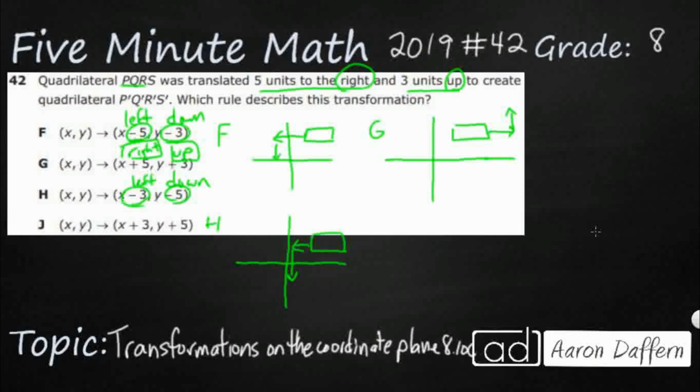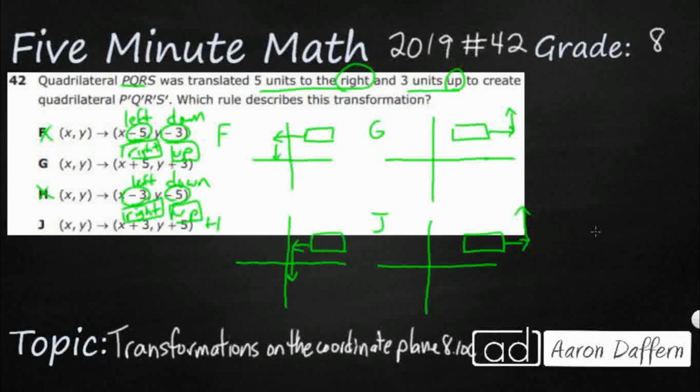Okay, so let's check J. All right, let's do this. All right, plus 3. Yep, we're going to go over here. So that's going to be to the right. And then we need to do a plus 5. Uh-oh. This is also right and up. See, this is why we check everything. Okay, so it's definitely not F and H. But take a look at G and J are both having it move to the right, having it move up.